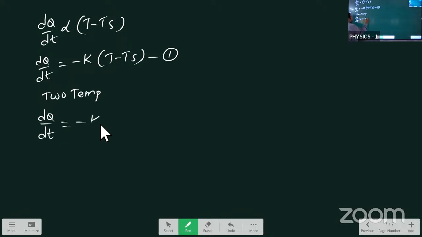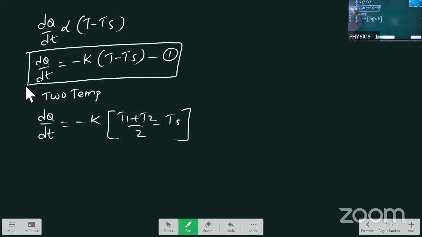dQ/dt equals minus k into ((T1 plus T2)/2 minus Ts). For example, if three temperatures come, then (T1 plus T2 plus T3)/3, like that, the average mathematically. So this is the formula for two different temperatures. The minus indicates that the hot body loses temperature. K is a constant. This is the formula in terms of heat.